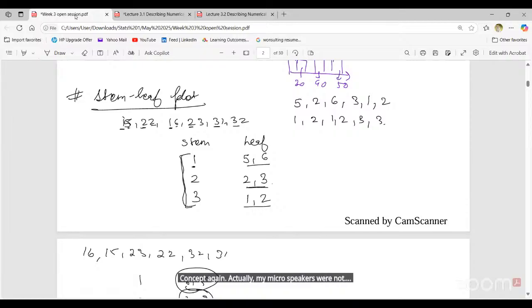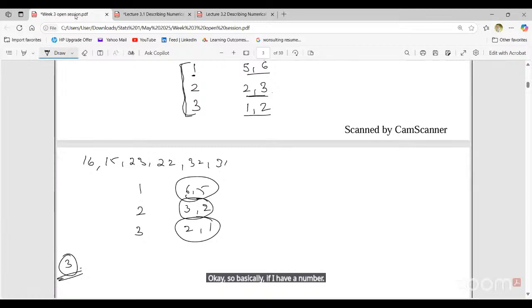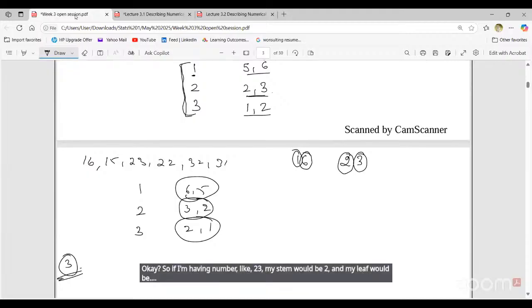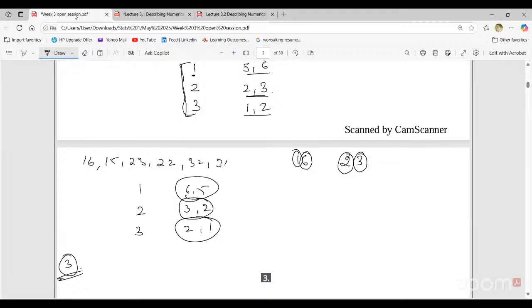So basically, if I have a number like 16, my stem would be the leftmost part and the leaf would be my rightmost part. So if I'm having a number like 23, my stem would be 2 and my leaf would be 3. Then now how are you arranging this?